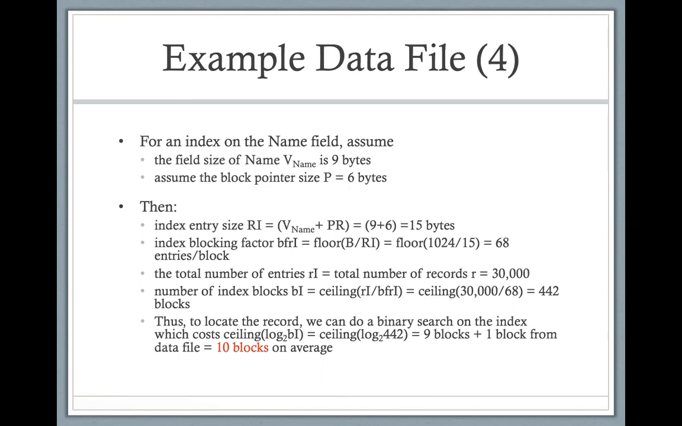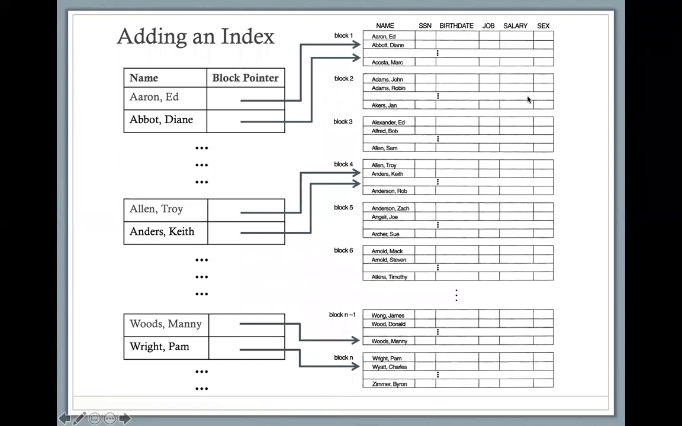Now, how do I locate an entry inside the table, or execute an SQL query like select star from employee where name is Alan Sam? I can do binary search on the index. Why binary search? Because the index is sorted. That's the whole point. The index has to be sorted to make it efficient to search in. So I can do binary search on the index, and then once I locate the item, just follow the pointer to get to the block that contains the record.